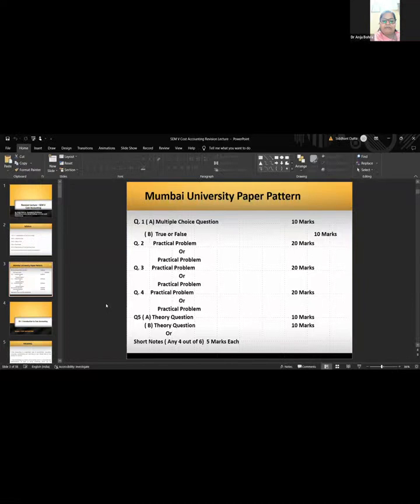It says there will be 5 questions. Question number 1 will be of 2 parts, A part and B part, and this will be your objective questions. First will be multiple choice questions, MCQs. There will be 4 options given to you, and you have to choose the correct answer, and that will be of 10 marks.